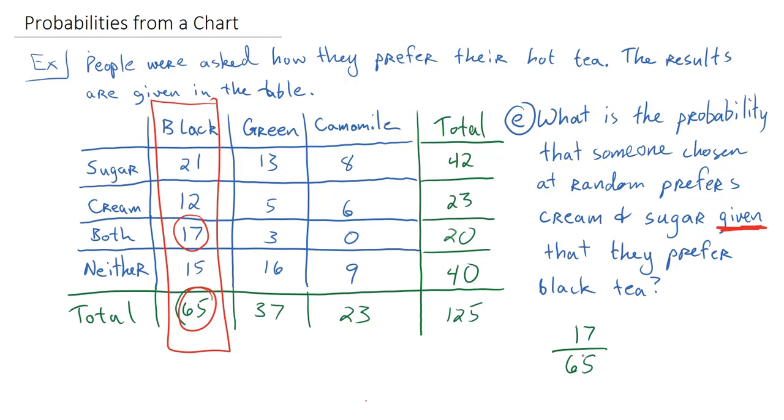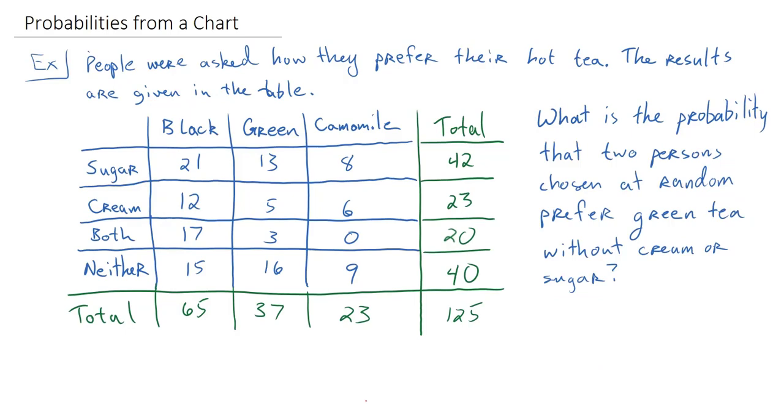So, given that, let's look at a probability of multiple events with this. What is the probability that two persons chosen at random prefer green tea without cream or sugar? So this is two events because we're choosing two people. There's the probability of choosing one of those persons, and then the probability of choosing the second person. You've probably done a lot of these with cards, like what's the probability of drawing a king and then a queen, or two kings, which is just a wordier way of asking the probability of drawing a king and then another king. But it's simpler when it's the same event twice.